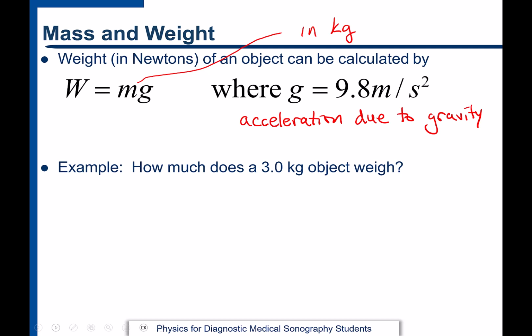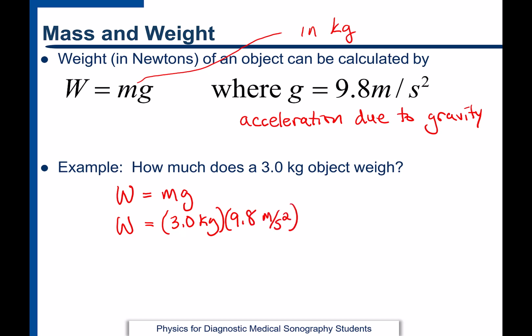So let's do an example. How much does a 3 kilogram object weigh? Again, weight and force of gravity mean the same thing. I'm just going to use my formula. W is equal to m times g. So the weight is going to be equal to 3 kilograms times 9.8 meters per second squared. Now, if you do the math, what you're going to get is 29.4. And notice what the units would be.